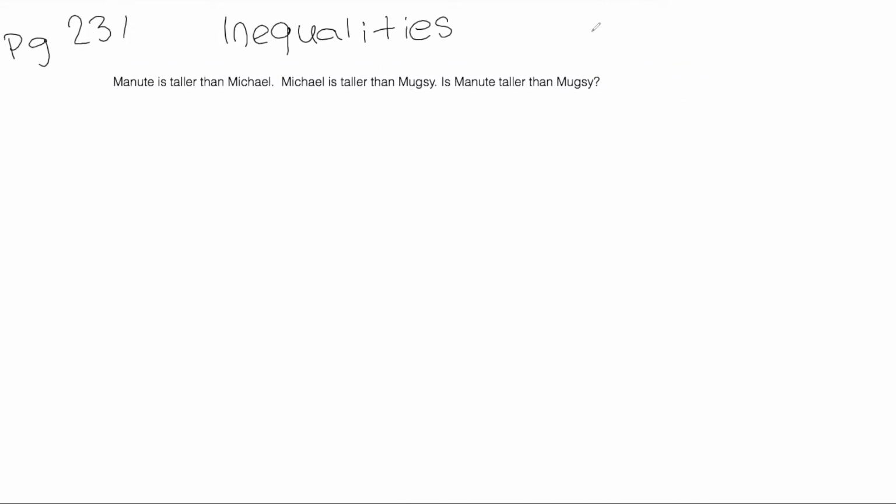If we had numbers, things would be pretty easy. For example, if we knew that Manute was maybe 5'3", and Michael was a bit shorter, maybe 4'9", and that Muggsy could be, for example, maybe 4'8". It'd be pretty easy, but we don't have values. They don't give us any exact values for their heights. They just tell us that one thing is bigger than another and a third thing is bigger than the second thing. There is still a way to answer the question without numbers.